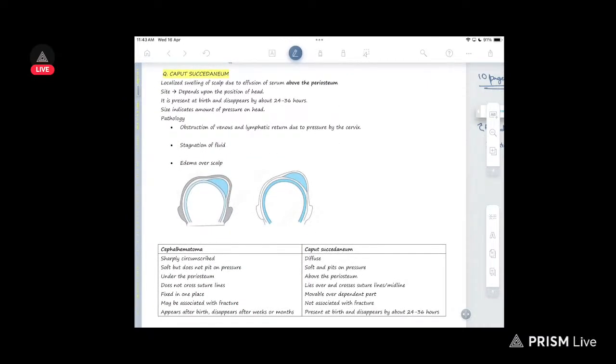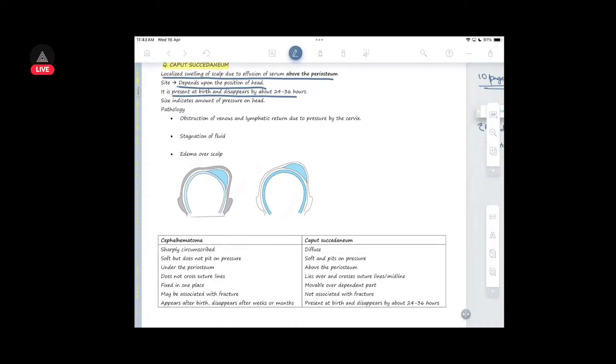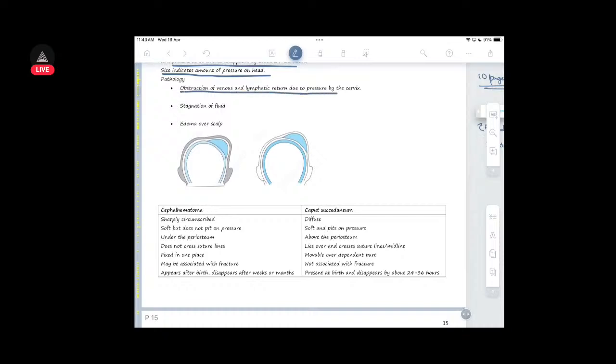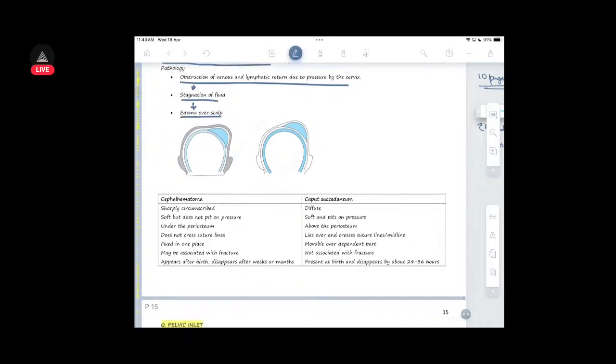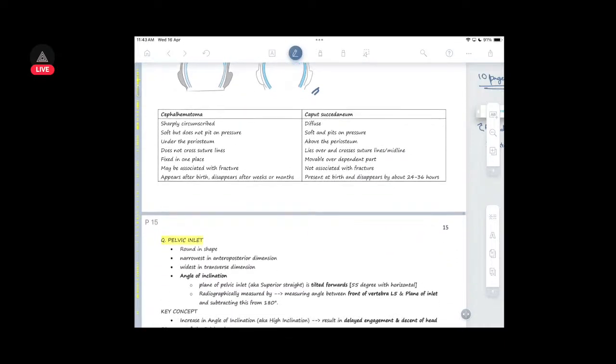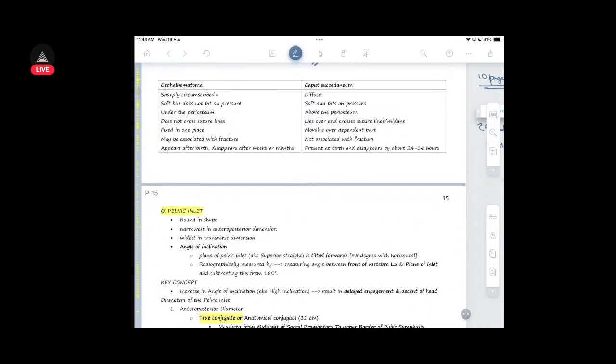Caput is a localized swelling of the scalp due to effusion above the periosteum. It depends upon the position of the head, is present at birth, and disappears by 24 to 36 hours. Size indicates the amount of pressure on the head. Pathologically, you have obstruction of venous and lymphatic return due to pressure by the cervix, so stagnation of fluid occurs, then there is edema of the scalp. This is what happens. Then cephalohematoma: sharply circumscribed, diffuse.